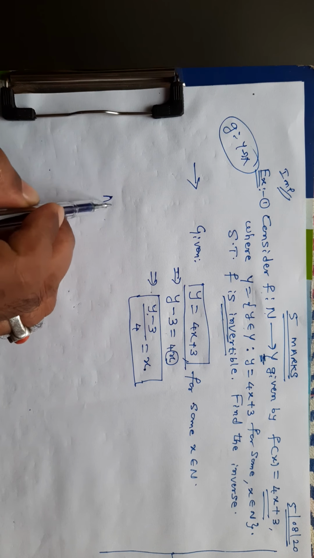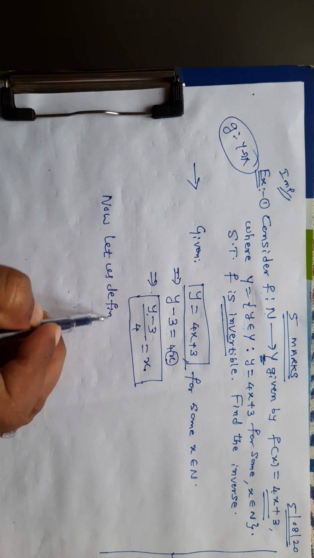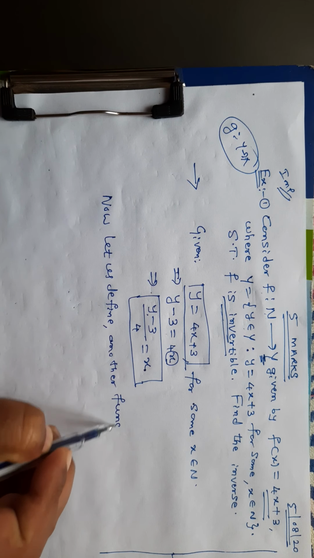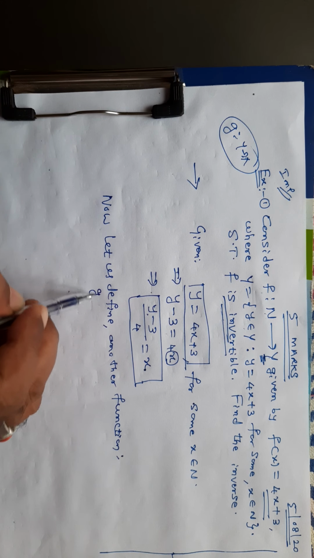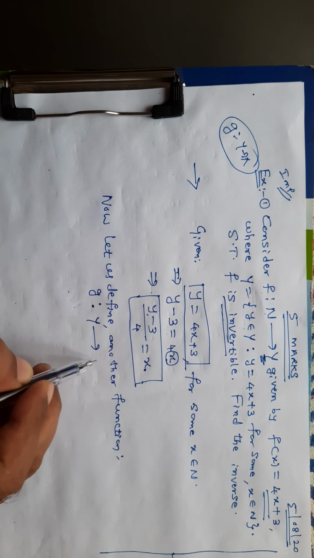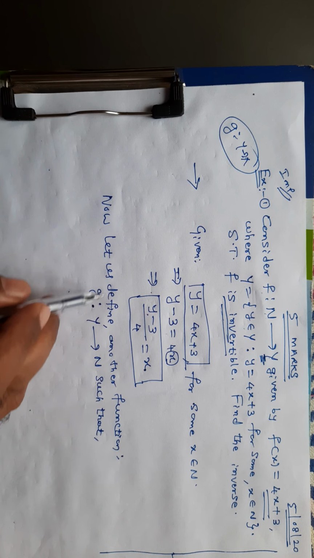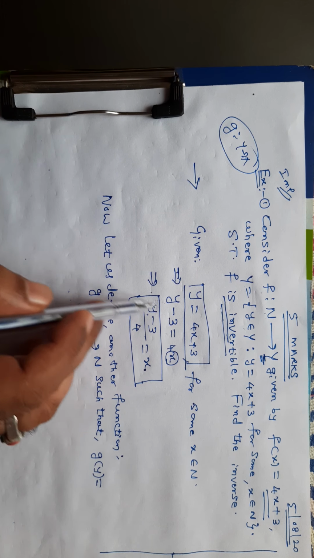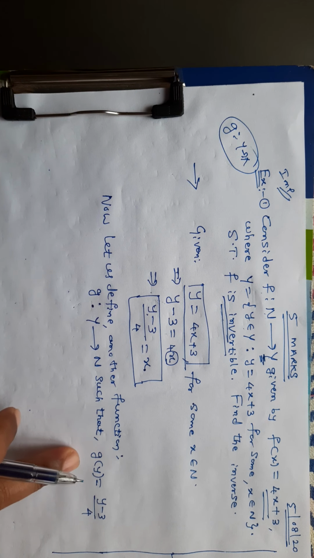So according to the definition, let us define another function g from Y to N such that g of y is equal to whatever we got here, which is a function of y, that is, y minus 3 divided by 4. This is a very important step.